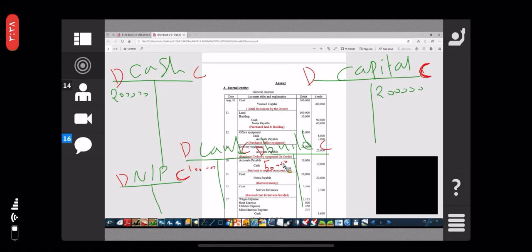And now we will go to the credit side. Cash will be on the credit side, 90,000. And notes payable on the credit side will be 60,000. Clear, VC? So the posting of the second entry is done. We need to go to the third entry. Okay. VC clear?